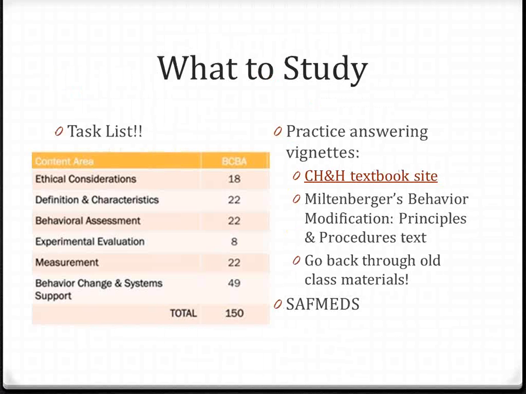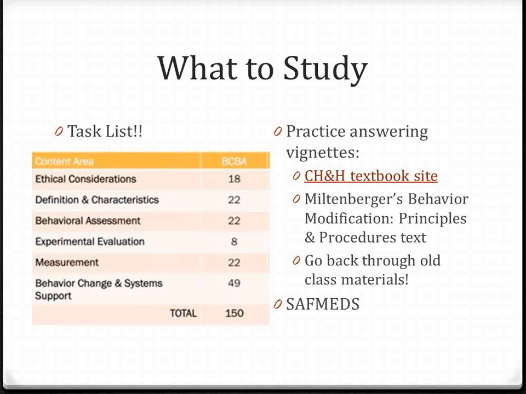So, what to study? Like I said, it's coming from the task list, so regardless of what additional study aids you use, use the task list to guide especially how you're breaking down the proportion of time that you're spending on any given topic area. I think that's really important.